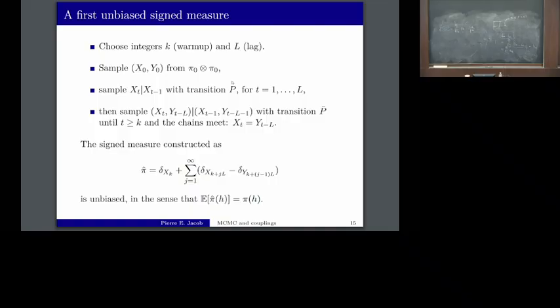I think it's funny to look at it from the perspective of a signed measure. We're going to look at pictures maybe in a bit. If you only had xk, the delta mass at xk, that corresponds to running your MCMC algorithm for k steps. If k is very large, that's going to be nearly giving you a draw from the target distribution pi. But if k is very small, then it's closer to pi 0, the starting point. And so somehow this sum of differences is the bias correction term.